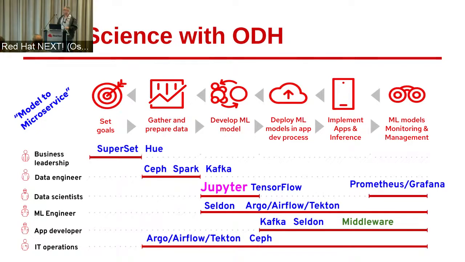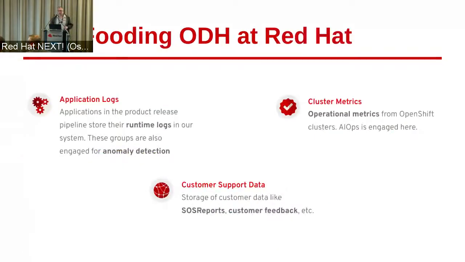Red Hat actually uses Open Data Hub. We've done a bunch of projects, including things like analysis of OpenShift telemetry for logs, customer support data coming from our systems, and more generalized cluster metric telemetry.